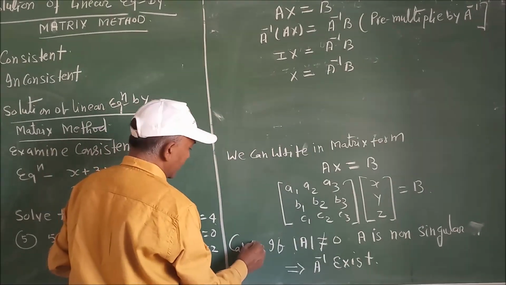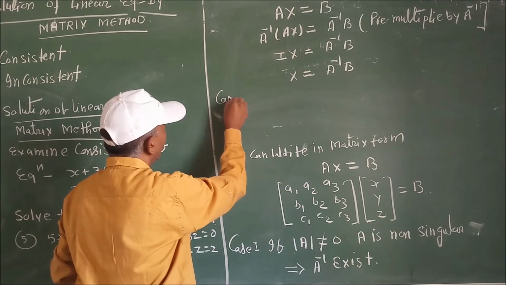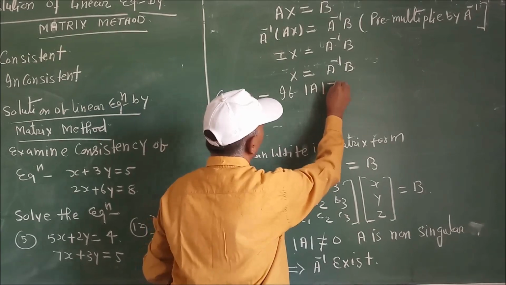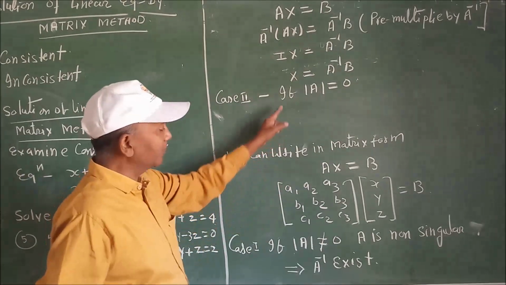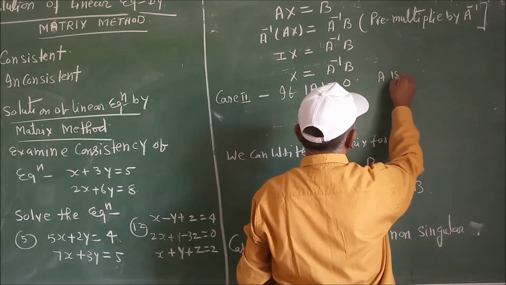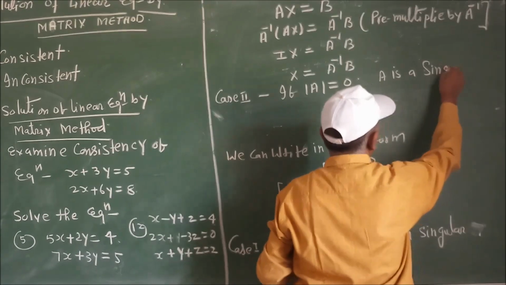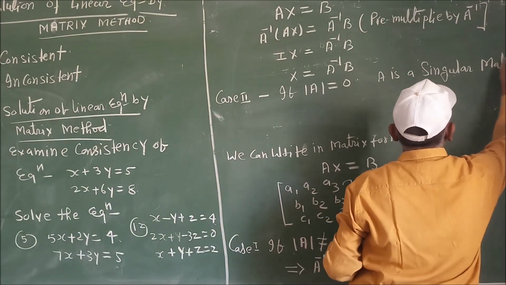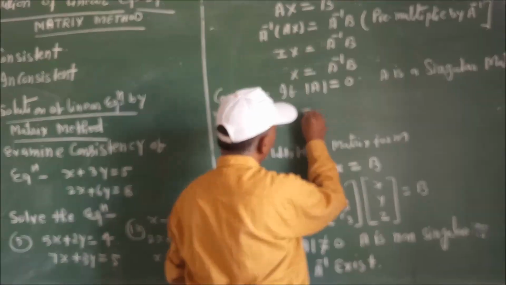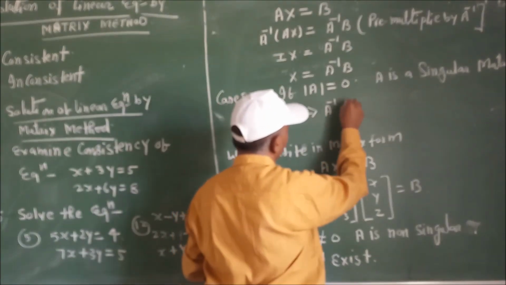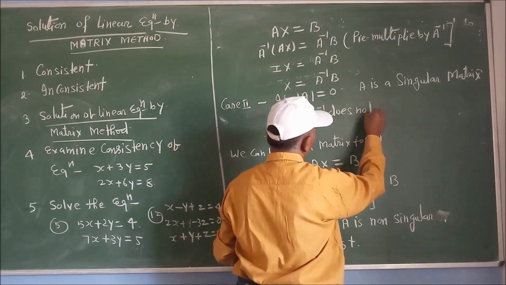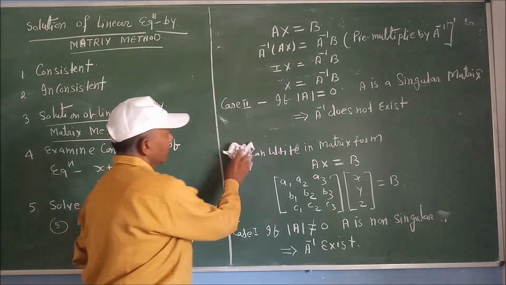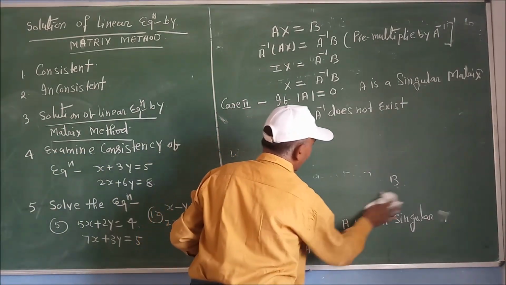This is your case first, and again come to case 2. Case 2: if determinant of A is equal to 0, then what happens? This means A is a singular matrix. This implies A inverse does not exist. That means we are unable to calculate the value of A inverse.